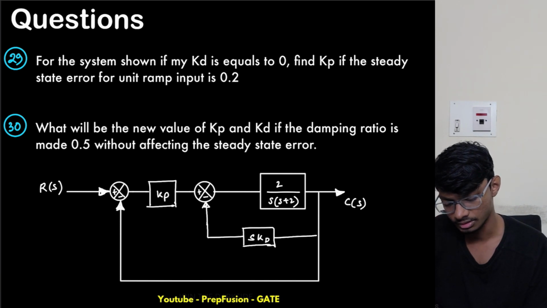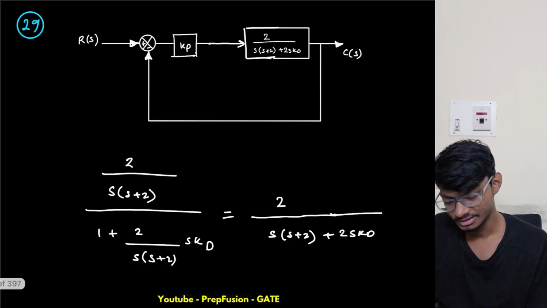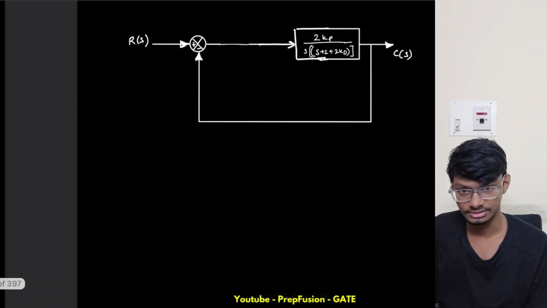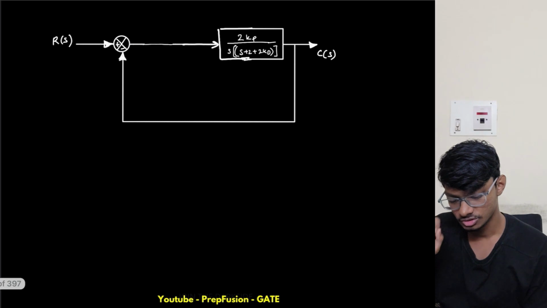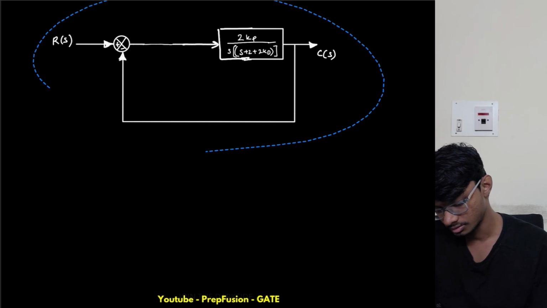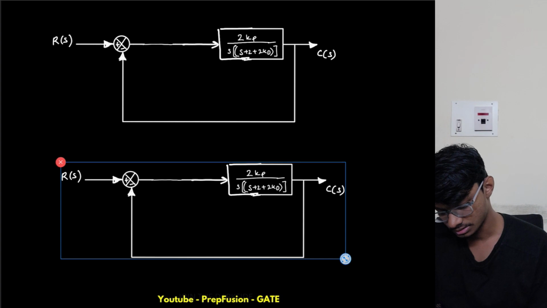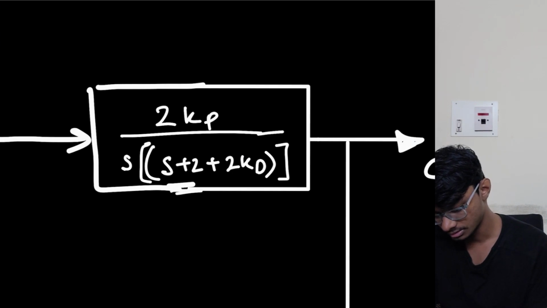for unit ramp input. And my KD was equal to 0. I didn't notice that one, so anyway, I will need this in the next case. So my KD is equal to 0. What will this become? This will become simply, I will copy this one again, s times only this s plus 2 will remain, and this will go away.